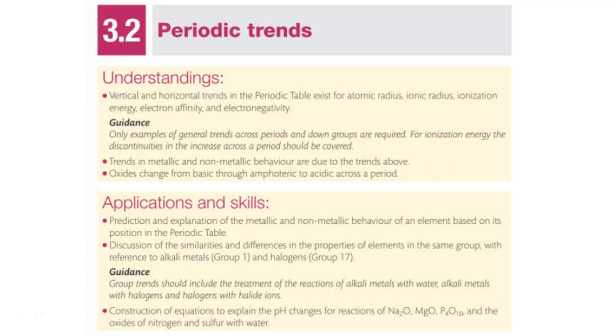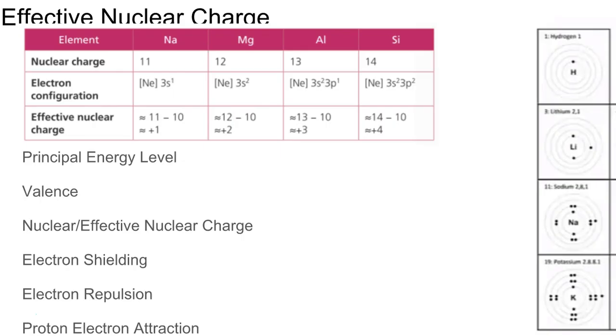Today we're going to talk about 3-2, which is the periodic trends of the IB Chem SL curriculum, and we're going to be looking at these understandings and applications and skills. Let's go ahead and get started.